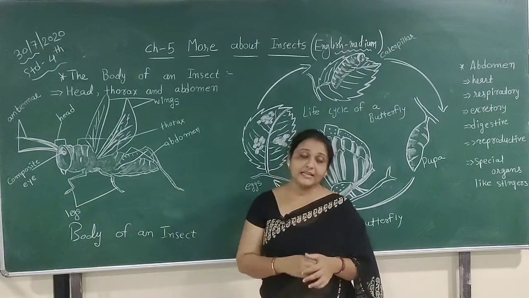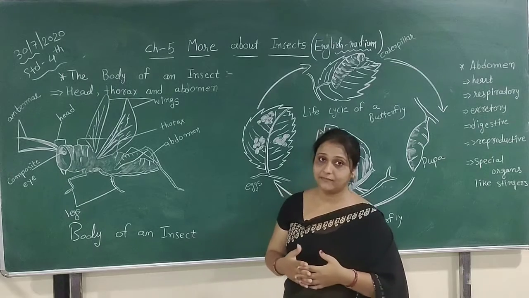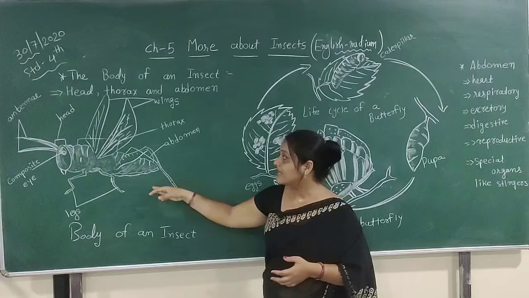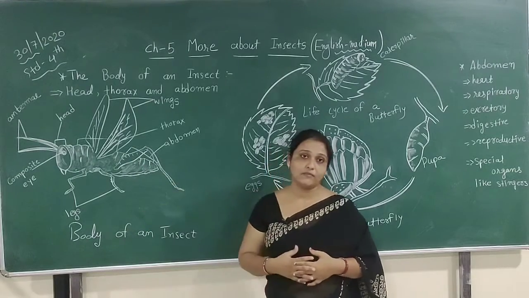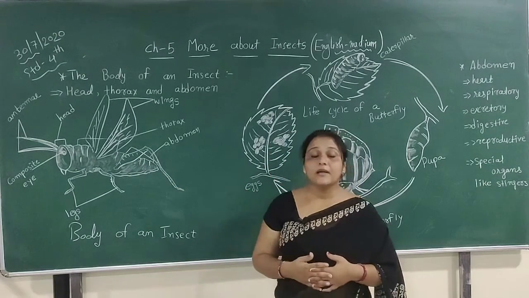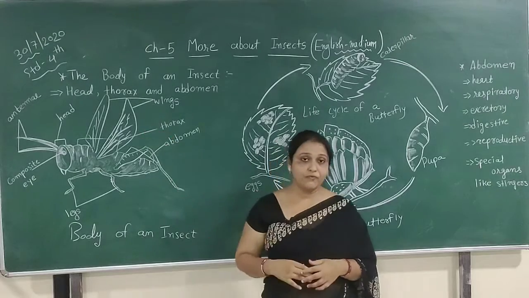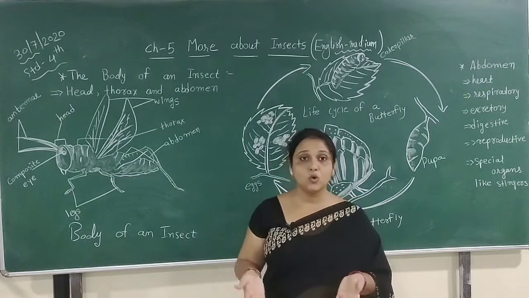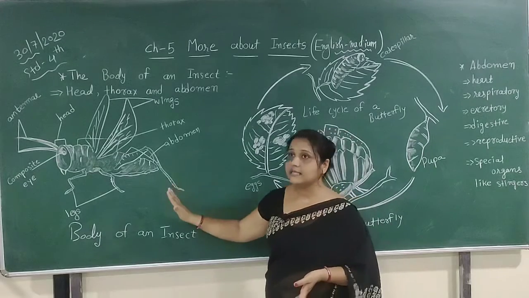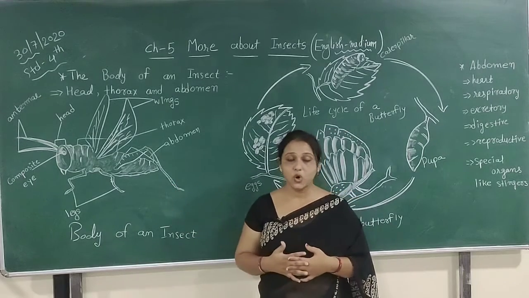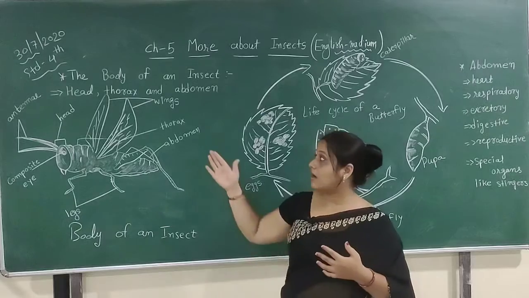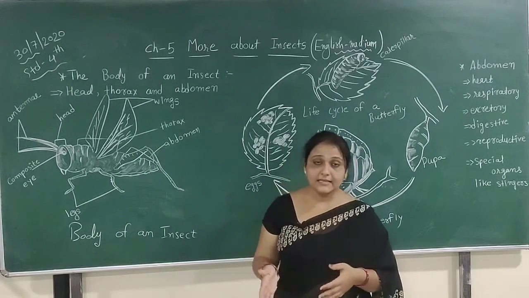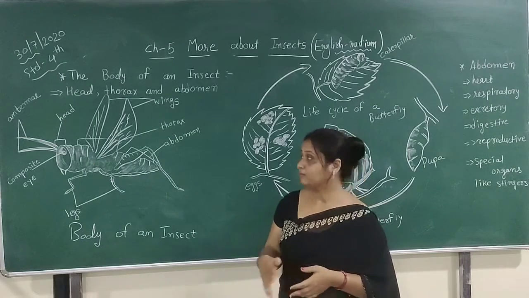Some types of insects have pairs of legs, and some also have three pairs of legs. We can see here the three pairs of legs. Then some have different types of wings, and some insects do not have wings. Some have, but some have not. Insects which have wings can fly.